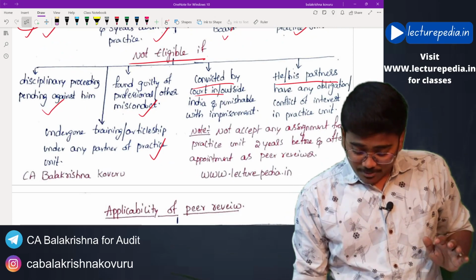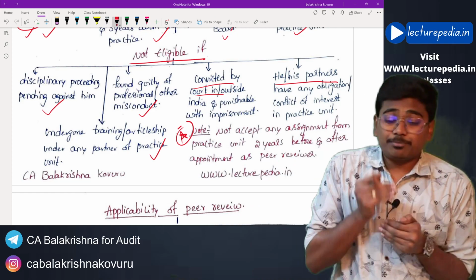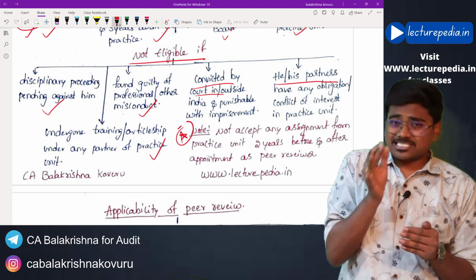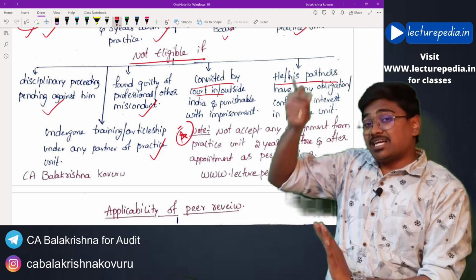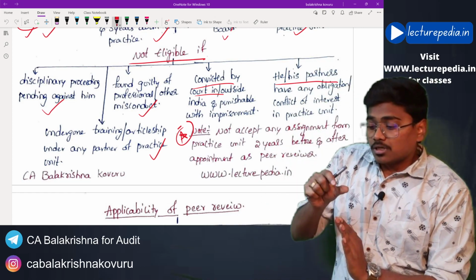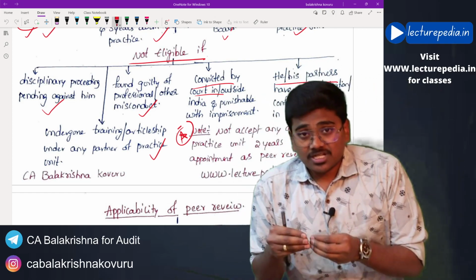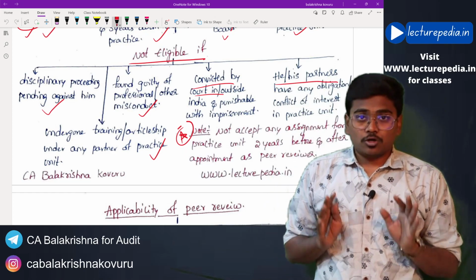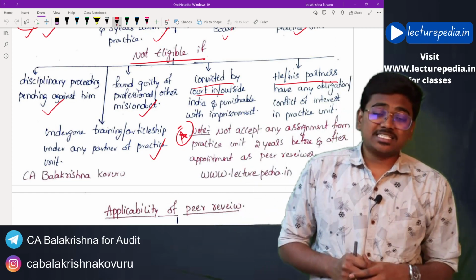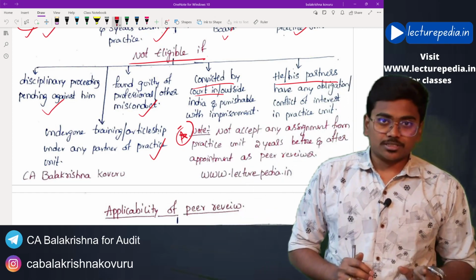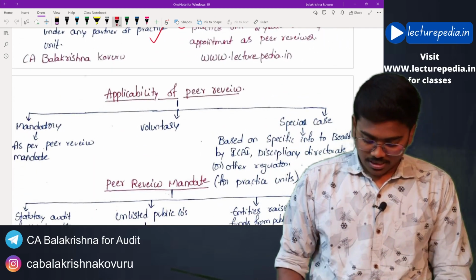And another important point is, the person whom you are going to appoint as a peer reviewer should not have accepted any assignment from the practicing unit for the past 2 years, okay, before appointing him as a peer reviewer, and also for the next 2 years after appointing him as a peer reviewer. Hope this is clear. Past 2 years, next 2 years, he cannot accept any assignment from that practicing unit. That is the eligibility of a peer reviewer.